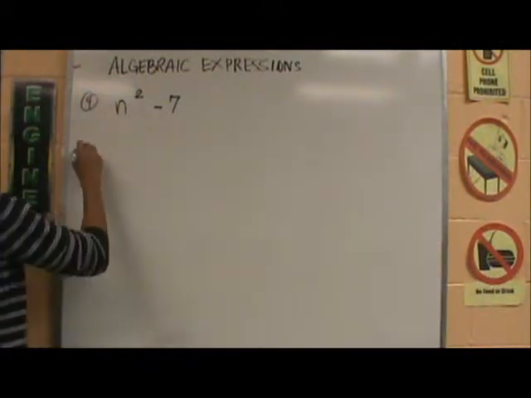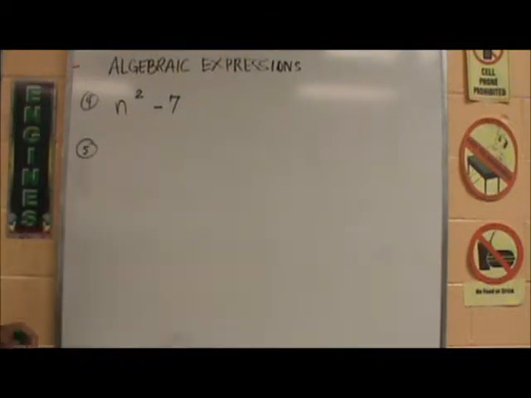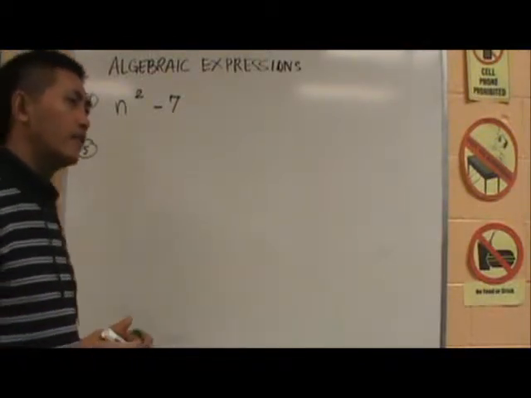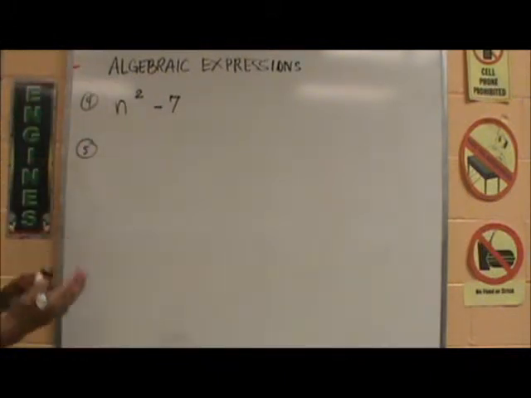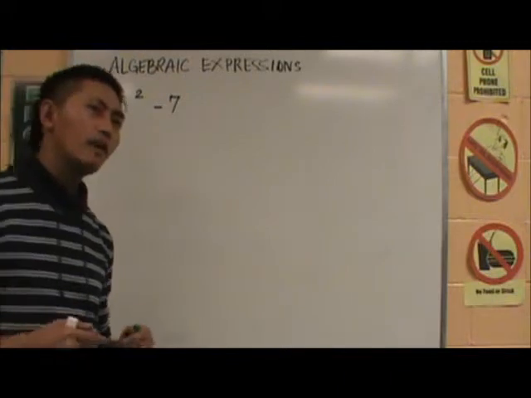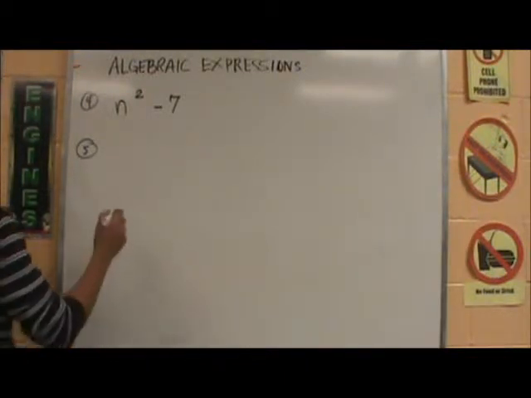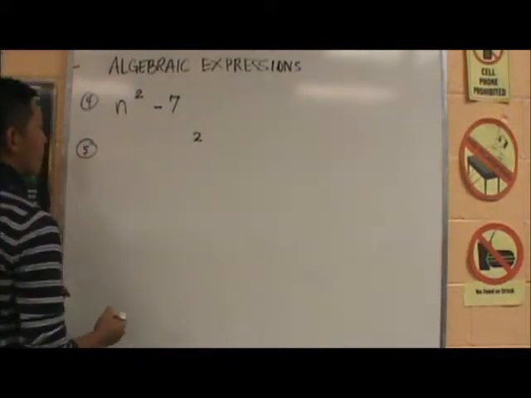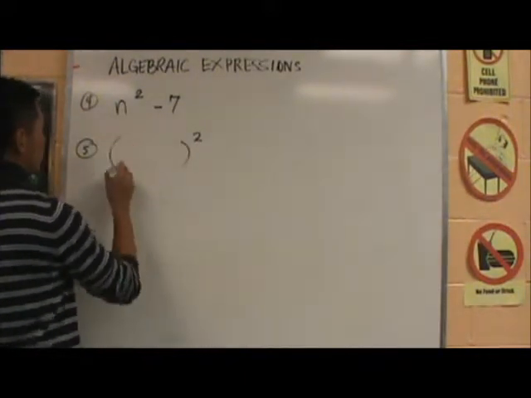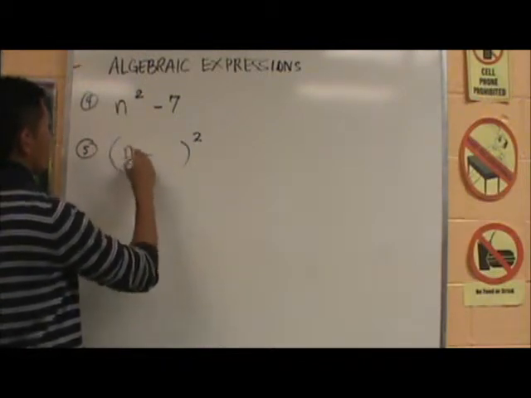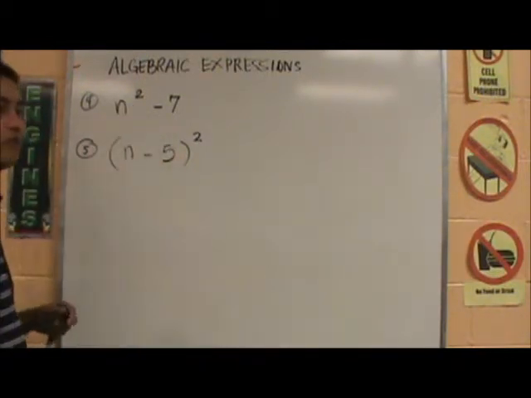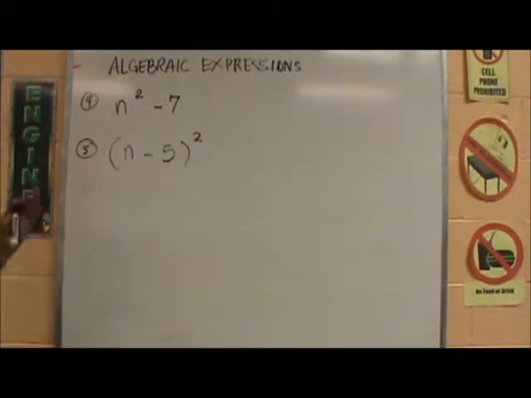Now, how about the square of the difference between a number and 5? Try that one. The square of the difference between a number and 5. So again, the difference between a number and 5. Again, you can use any variable for a certain number. It could be x, y, it's up to you.